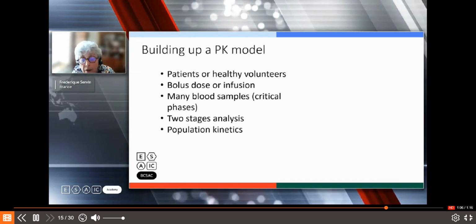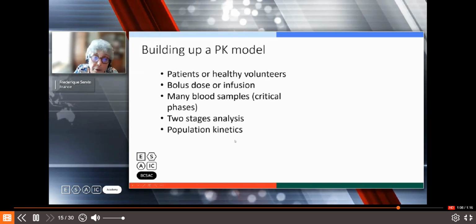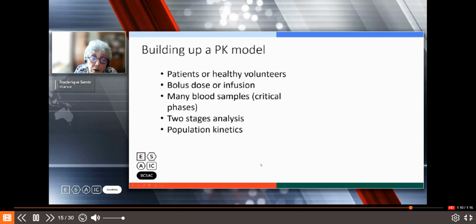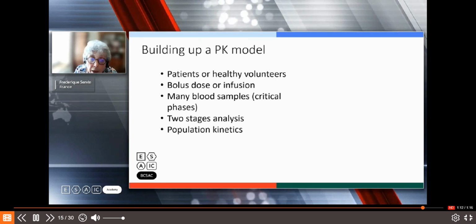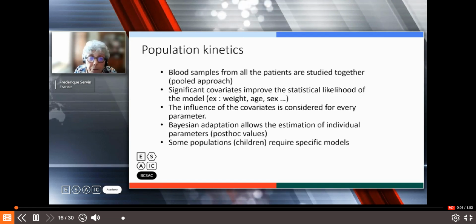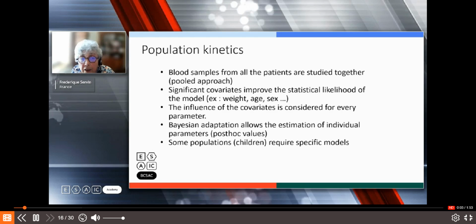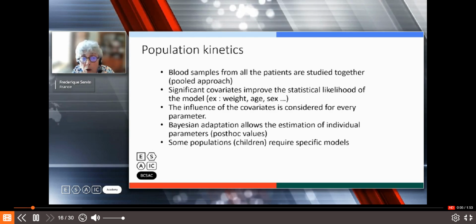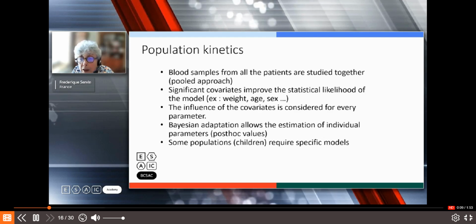But nowadays, all the pharmacokinetic building of a model is going mainly through what is called population kinetics. In this approach, you will take all the blood samples from all the patients and study them together.